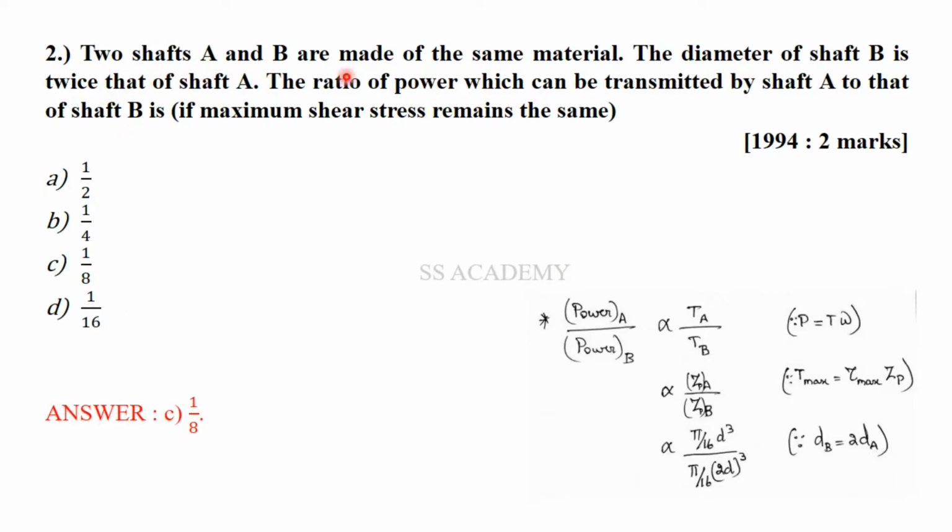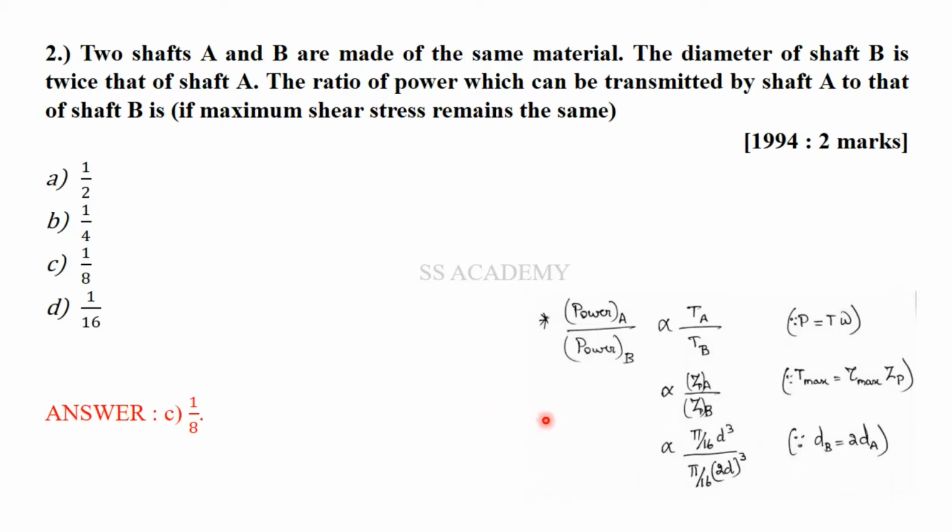Two shafts A and B are made of the same material. The diameter of shaft B is twice that of shaft A. The ratio of power which can be transmitted by shaft A to that of shaft B is, they have asked the ratio of power which can be transmitted by A to B. If the maximum shear stress remains the same, they have given a condition that the maximum shear stress remains the same. We know that power is equal to torque into omega.